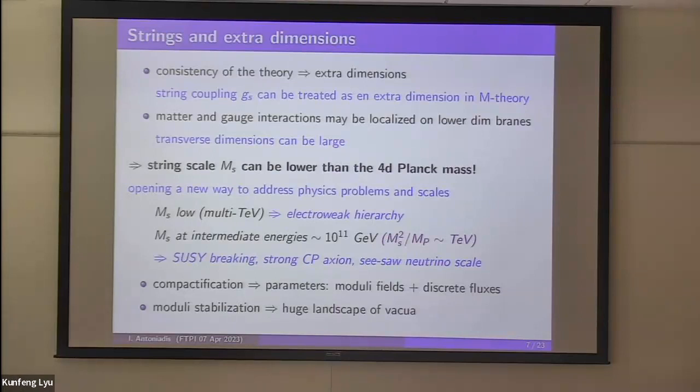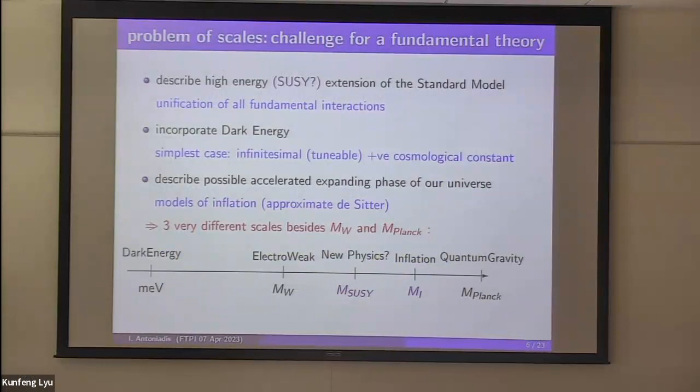There are the parameters associated with the extra dimensions. And then the second ingredient is that our universe, standard model matter and gauge interactions will be localized in lower dimensional branes. And this was important to realize the possibility that the dimensions transverse to the brane can be large, and therefore the string scale can be dissociated from the Planck scale. So that was an important observation in the past. And this allows, of course, the string scale also to be somewhere here.